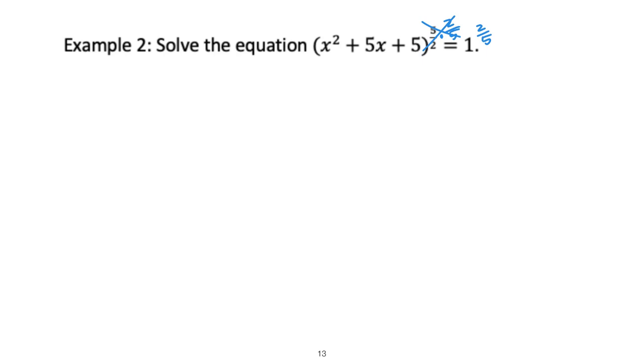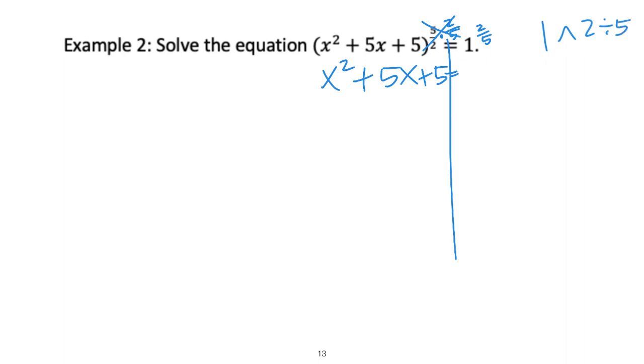It gets rid of the exponent over here, leaving me with just x squared plus 5x plus 5. And on the other side, I can type that into my calculator. 1 to the exponent of 2 over 5. If you need to do that, make sure you're hitting that caret button, 2 divided by 5 in the exponent. It gives you 1. Fabulous, wonderful. Now we can do exactly what we did on our other ones. We can set it equal to 0 and try to solve by factoring. So I'm going to subtract 1 on both sides. Give me that 0 over there.